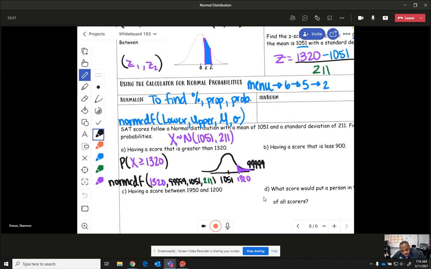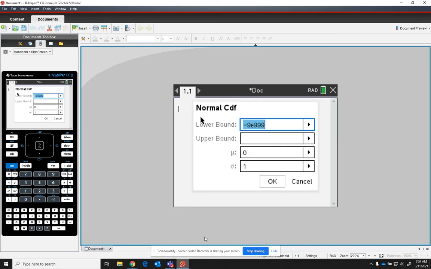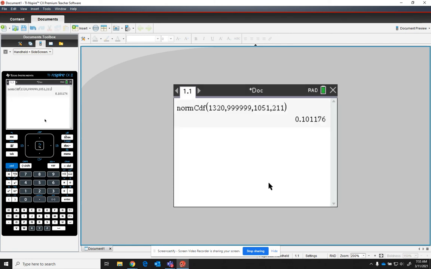If I type this into my calculator, let's go type that in. Lower bound, 1320. Upper bound, 99999. At least 5 of them. Put as many as you want to. The mean is 1051. Standard deviation is 211.